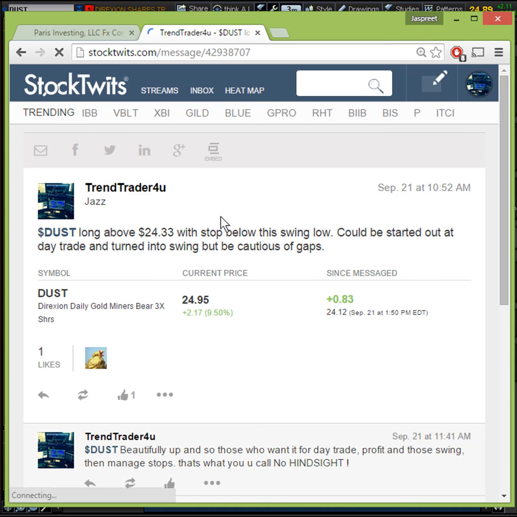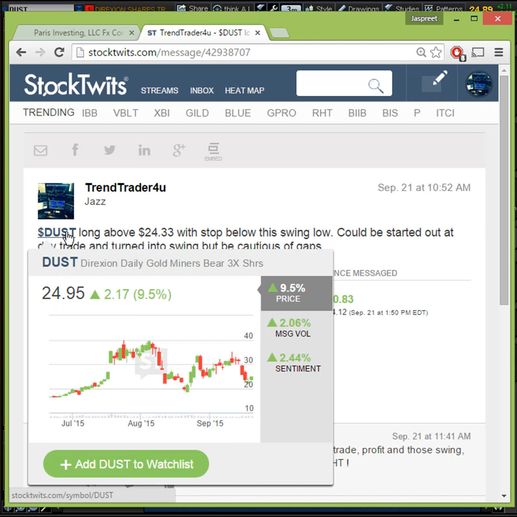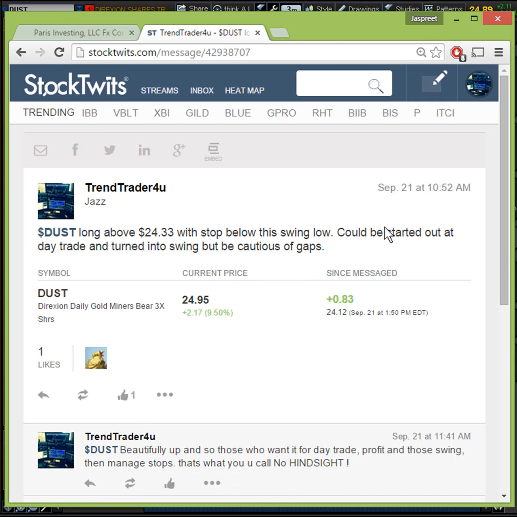DUSD was called around here, long above 24.33 with the stop below the swing low, which is a daily low. It could have started out as a day trade and turned into a swing. Again, this is an inverse of minors, so you have to be really careful about the gaps in the mornings and gaps overnight, because these inverse ones, when they move, they really move. So I wouldn't recommend anybody who's a novice or intermediate to tackle these. If you're advanced, play them, but that is totally your call. I'm just here to put some trades out to the public. If you're interested in learning them, feel free to.